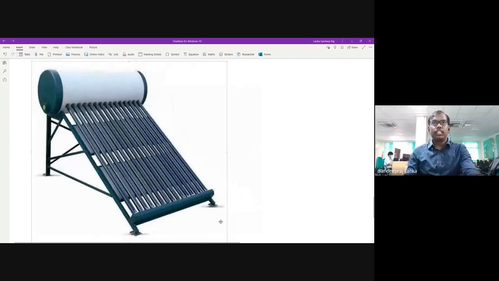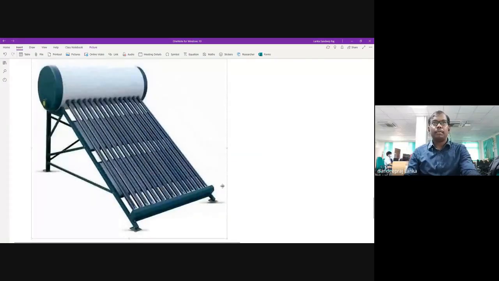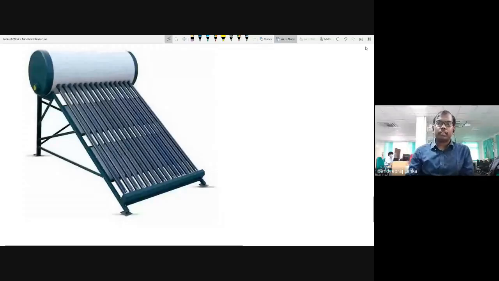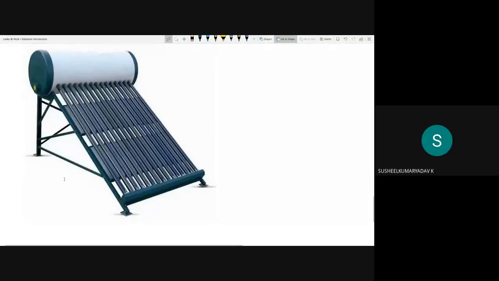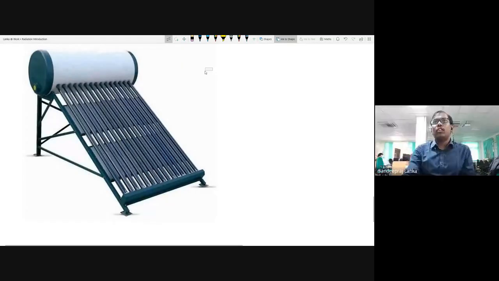So can you see this image? I hope you can see this image here. Can somebody type what this is? Water heater. It is a solar water heater. Okay. All right, what kind of solar water heater is it?